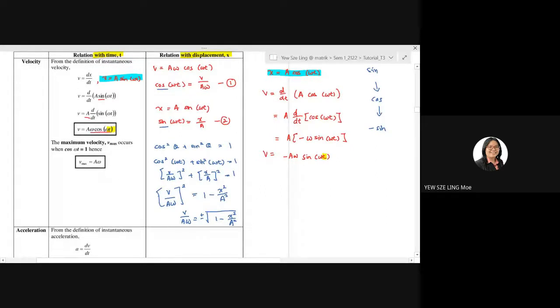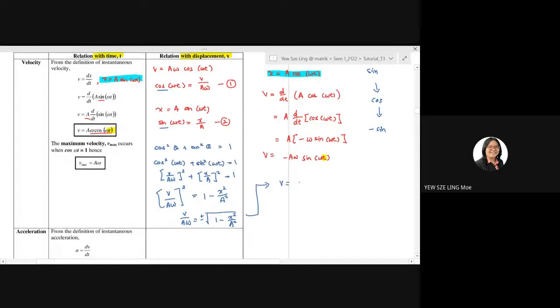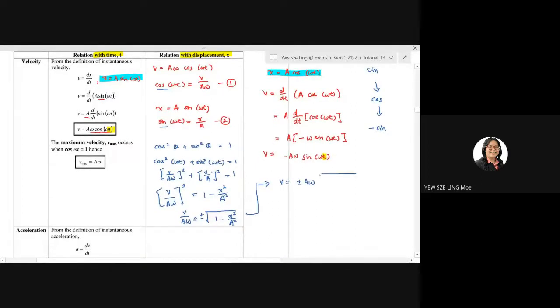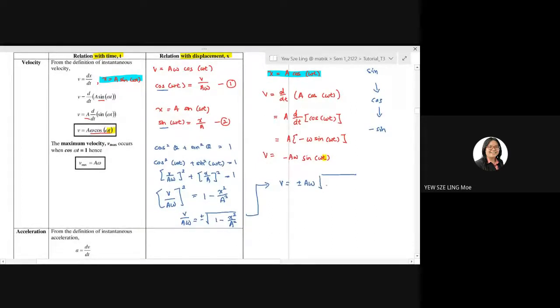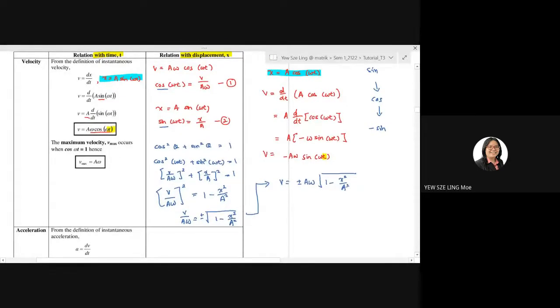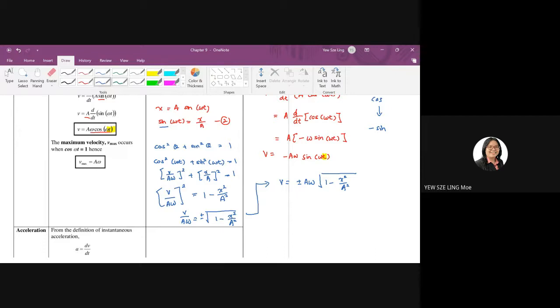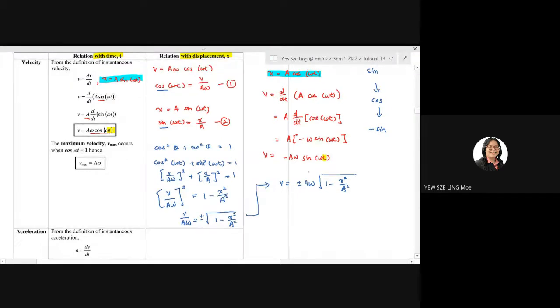Then I'm going to rearrange the equation. So v is equal to plus minus a omega square root of 1 minus x squared over a squared. Now I have a inside the square root and a outside the square root. So what am I going to do? I want to move this a into the square root.